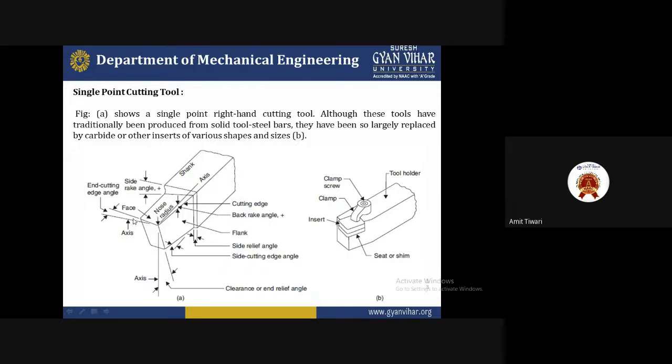And these are some different angles. The end cutting edge angle you can see here, the side cutting edge angle. This is the notch radius, and the face perpendicular to the axis of the tool relative to the cutting zone. These are the clearance angles. So these are the geometric features we need to understand.